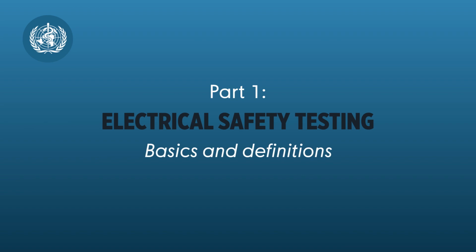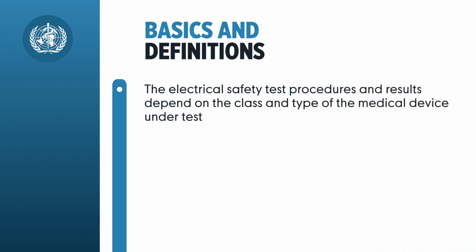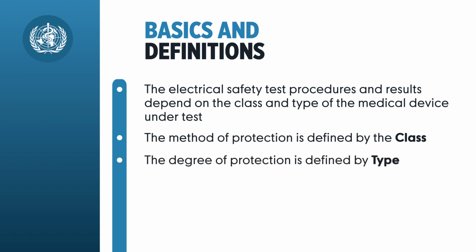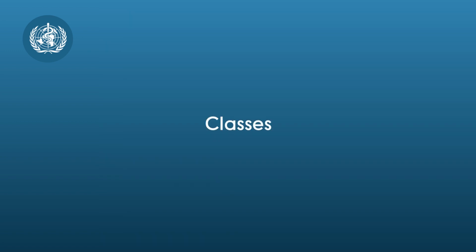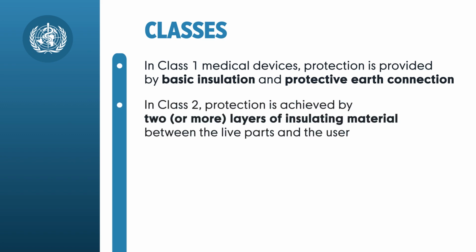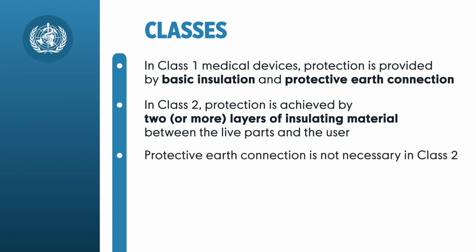Basics and definitions. The electrical safety test procedures and results depend on the class and type of the medical device under test. The method of protection is defined by the class, and the degree of protection is defined by type. Classes. In Class 1 medical devices, protection is provided by basic insulation and protective earth connection. In Class 2, protection is achieved by 2 or more layers of insulating material between the live parts and the user. Protective earth connection is not necessary in Class 2.